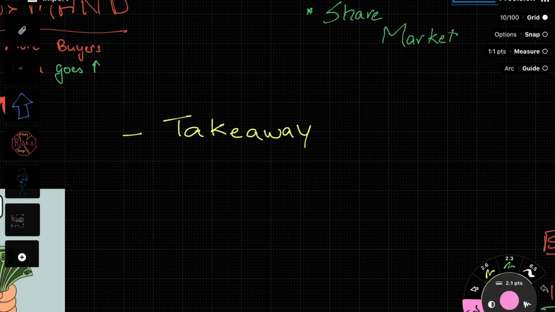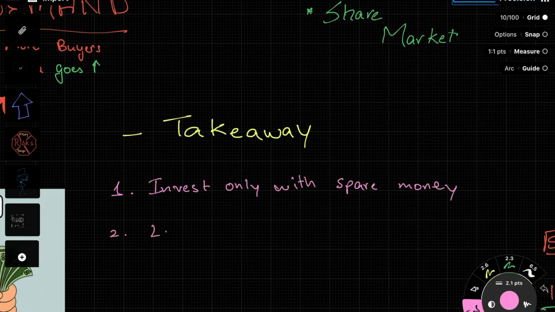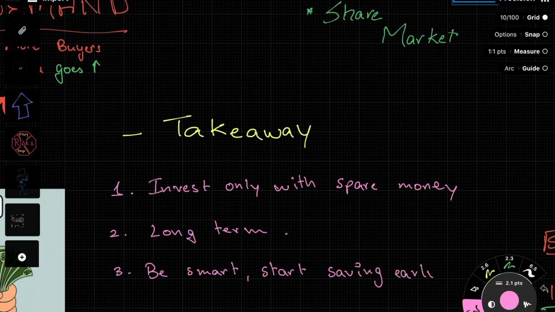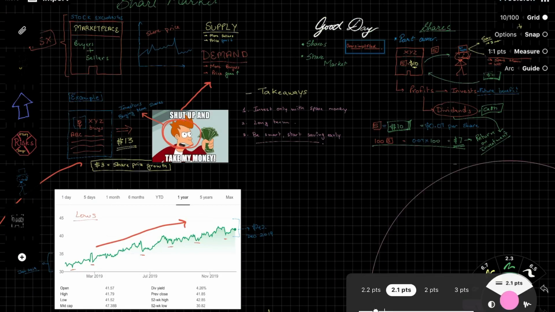To summarize, number one, invest only when you're ready. Please don't use your savings. Build up your savings and build up some spare money to start investing, and it should be long term. It's a long term process. This may take up to 2 years for your money to grow. And be smart, start saving now. If you're in your early 20s, this is the right time, and think about investing.